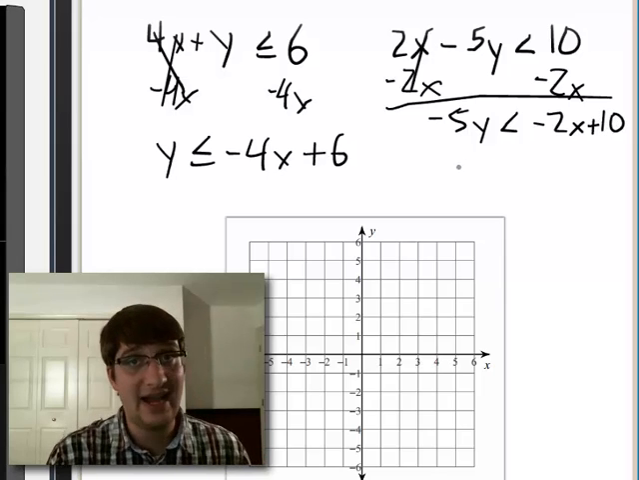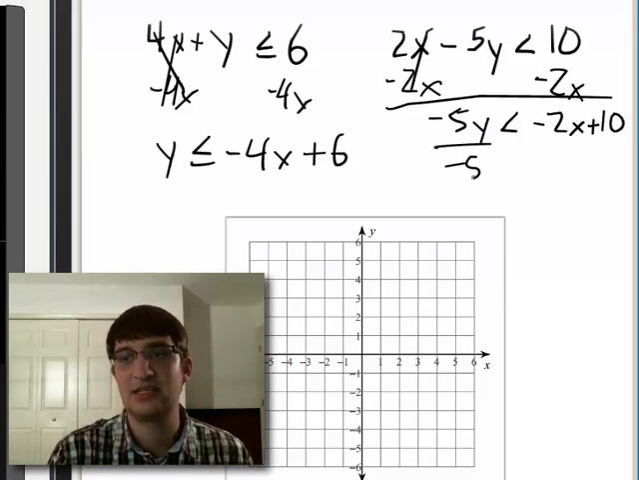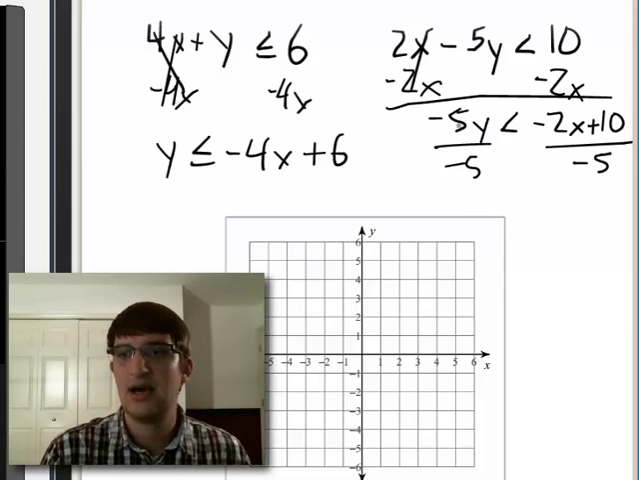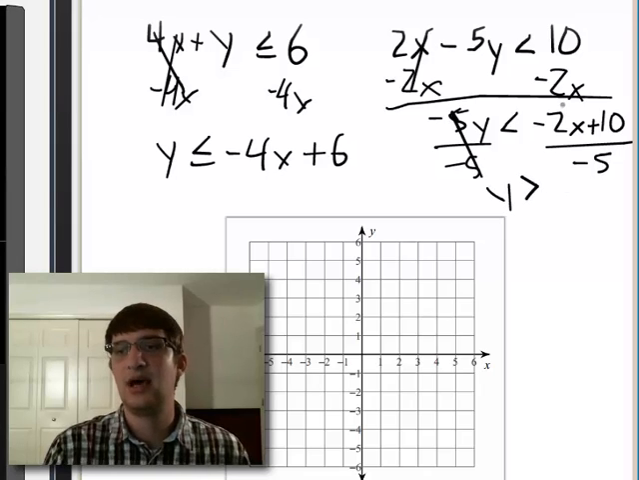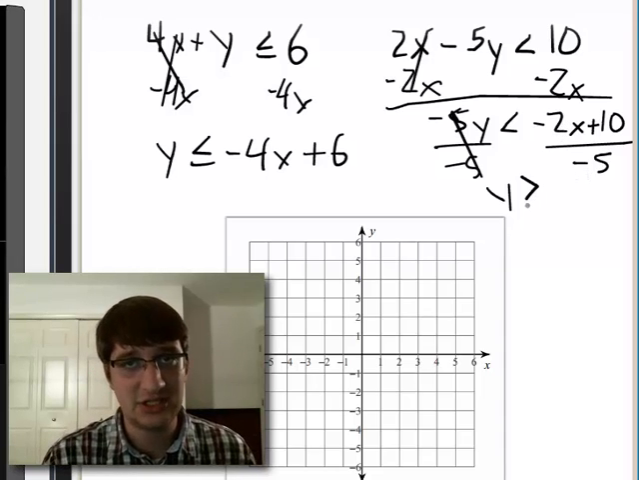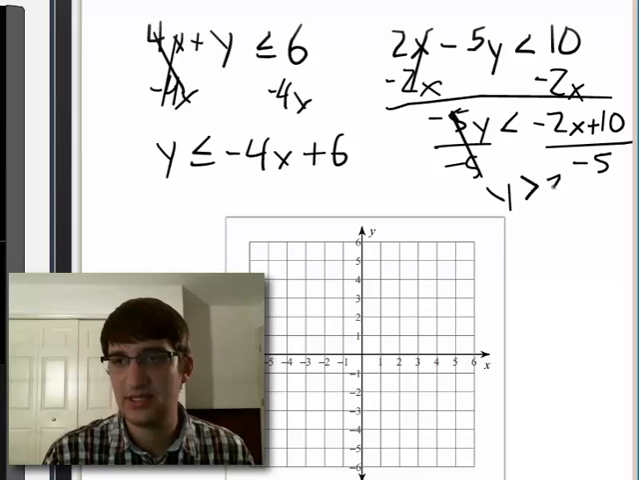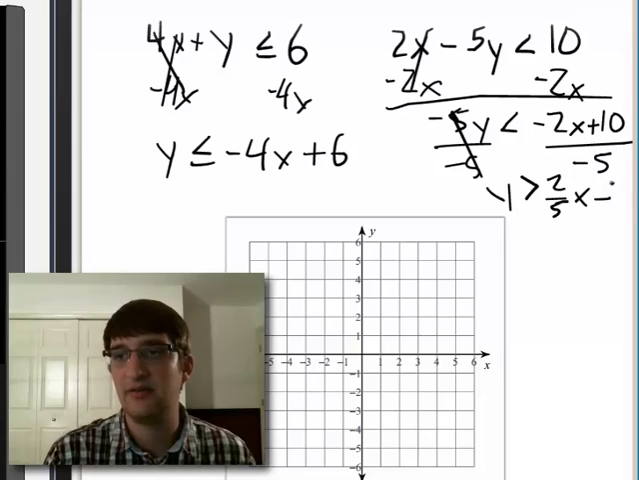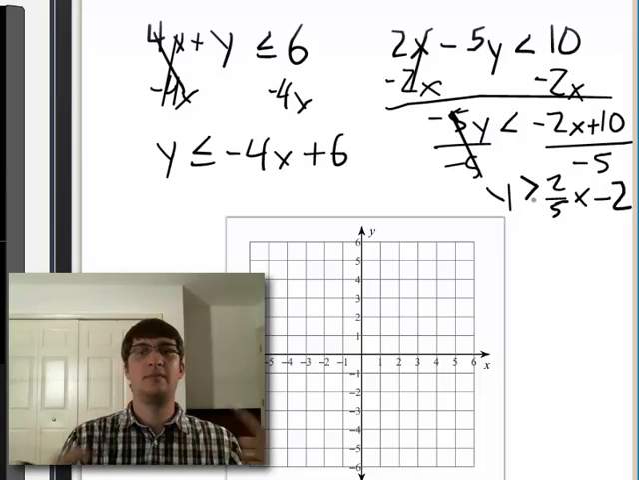Okay, now I'm going to divide by a negative 5, and this is where you should be going, uh-oh, Mr. Snyder, you better be switching that inequality. I won't forget, I promise. So y is greater than, now let's do this division. Negative 2 over negative 5, well, that's just going to be a positive 2/5 x. And then 10 divided by negative 2, well, that's just going to be a negative 2. Okay, so there are my two equations.